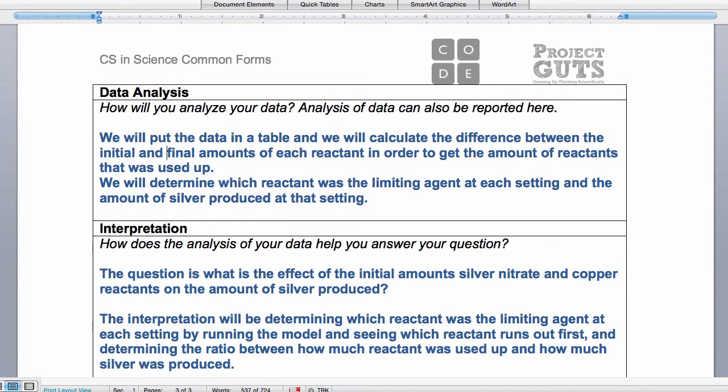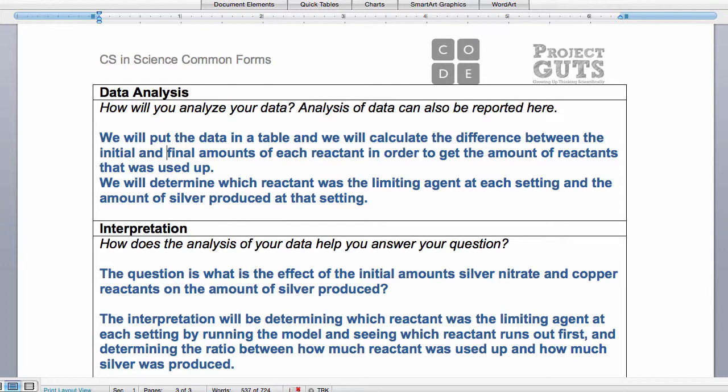The data analysis would involve putting the data in a table and then calculating the difference between the initial and final amounts of each reactant in order to get the amount of reactants that was used up. We will determine which reactant was the limiting agent at each setting and the amount of silver produced at each setting. All that will go in a table. Then we will go to the interpretation.